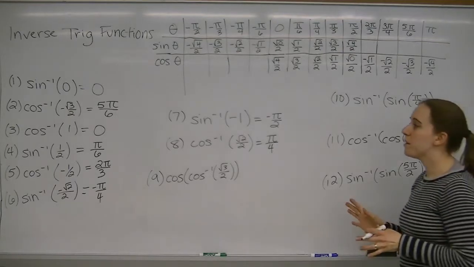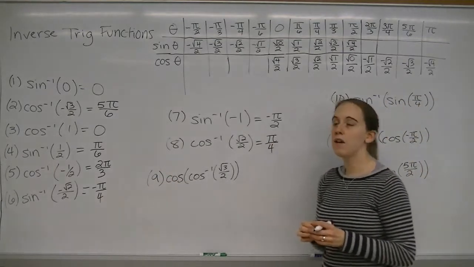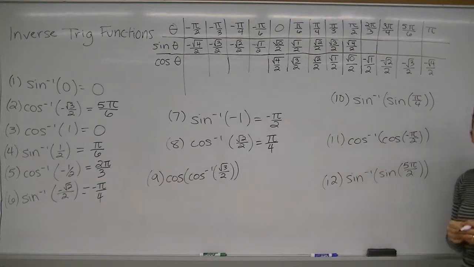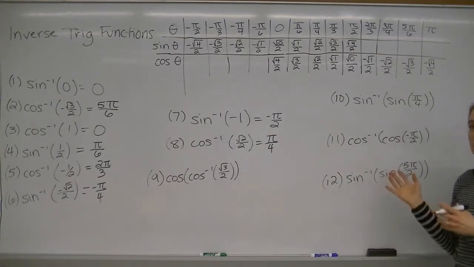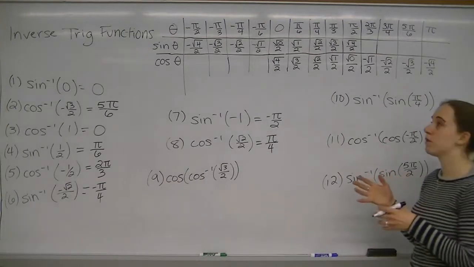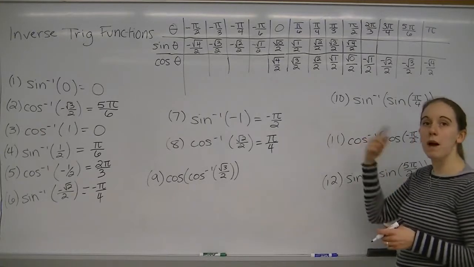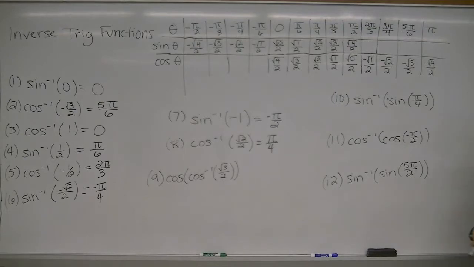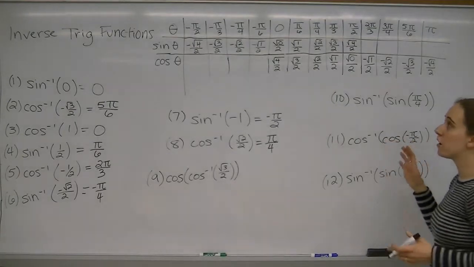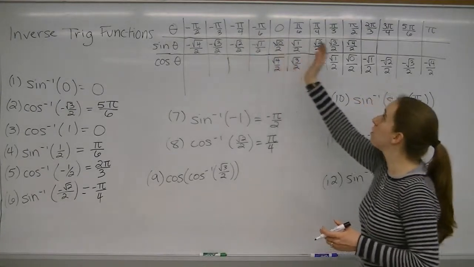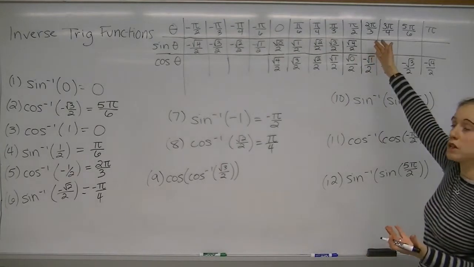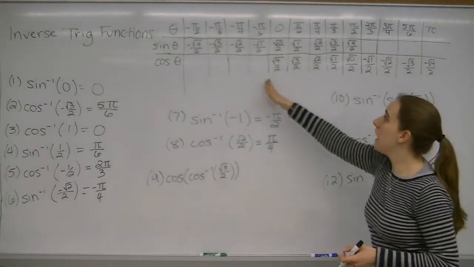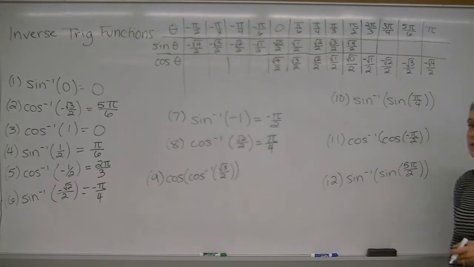So these problems, these first 8 problems, are all about knowing these values, knowing the cosine values for all our special angles and the sine values for all our special angles, and being able to work backwards. So being able to pick out which angle gave me that value, and making sure that we're in the right range. We're getting an angle between negative pi over 2 and pi over 2 for sine inverse, and an angle between 0 and pi for cosine inverse.